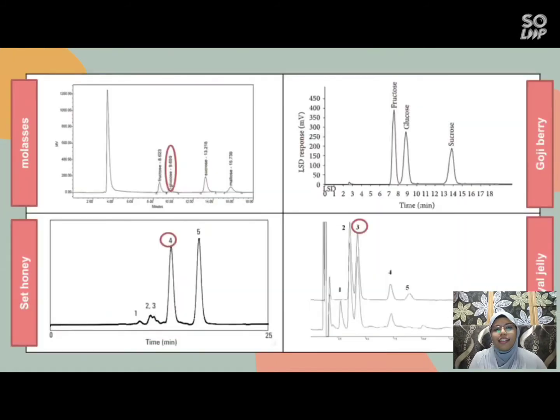And lastly, this is the graph result of the HPLC analysis on each of the samples. The first one is molasses, with a glucose retention time of 9.76 minutes. The second graph is the goji berry, with a glucose retention time of 8.37 minutes, and then honey at 12.5 minutes, and lastly royal jelly, with a glucose retention time of 4 minutes.